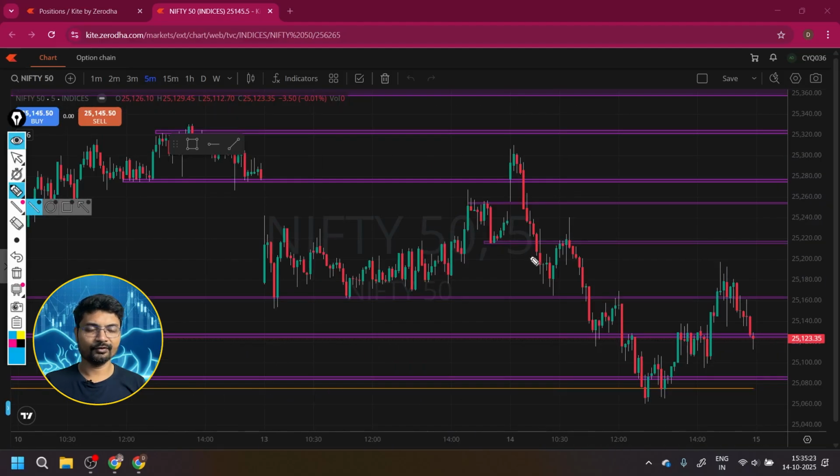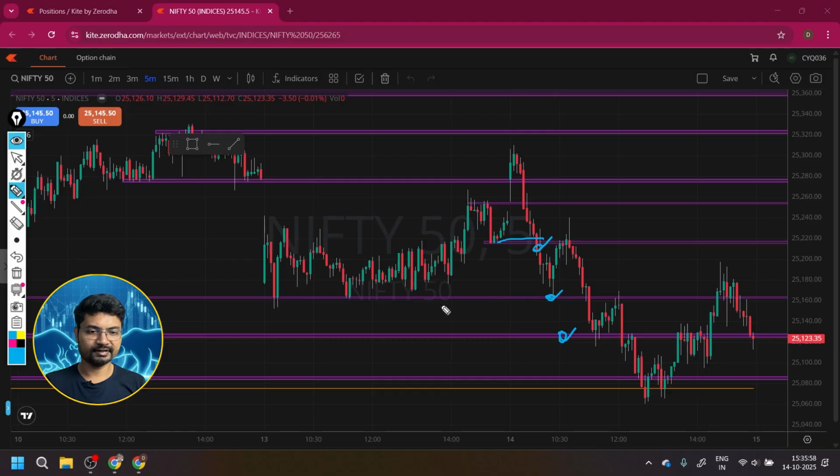Okay, now let's review what we planned and what happened. Yesterday we planned that if it opens gap up above this level or above this level, we should look for a buying opportunity around this level or around the closing price. But there is no pullback after this dip. There is no reversal. It is forming continuous red candles, so there is no opportunity for us to take the trade. And we planned that if this level breaks, you can take the trade. There is an opportunity to take the trade for this target and for this target.